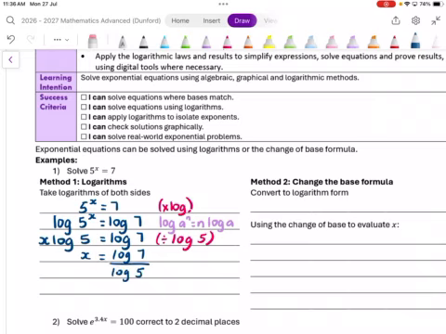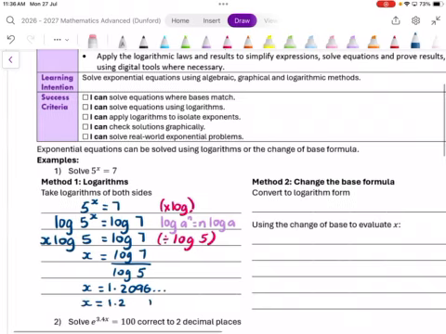We put that into our calculator to get x equals 1.2096..., and so x equals 1.2 to 1 decimal place. So that is one method of solving for the power of x.